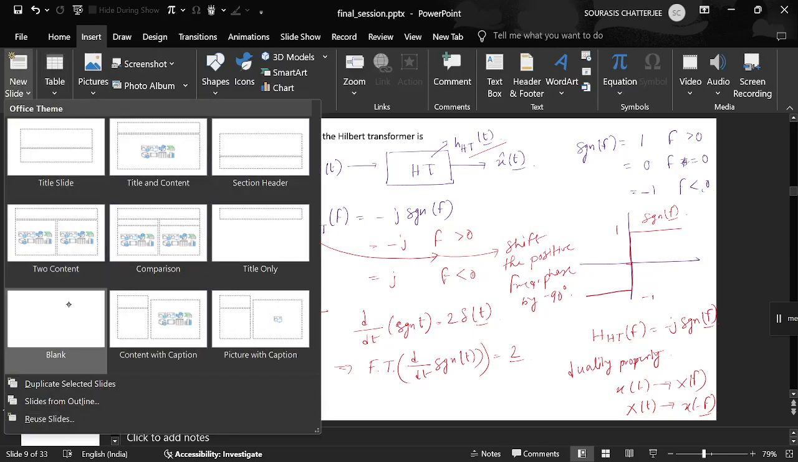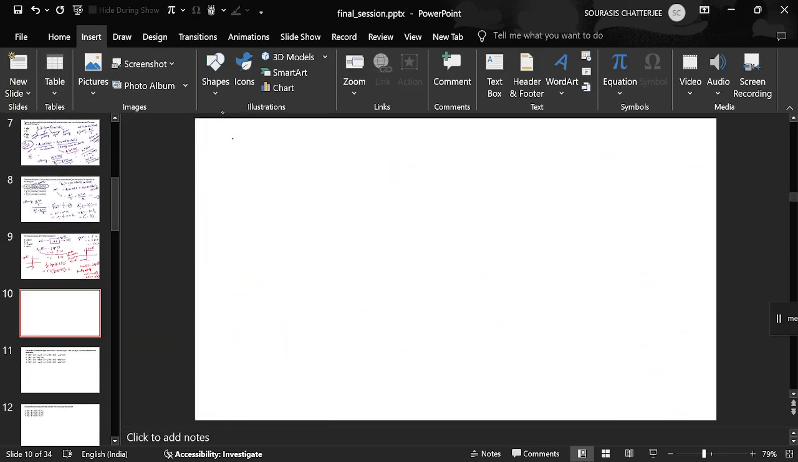So let me introduce a slide here. Let's again see what things I have in hand right now. I know the Fourier transform of d/dt of sign t, which is 2. So if x(t) has a Fourier transform of X(f), the derivative will have Fourier transform j 2 pi f X(f), right?